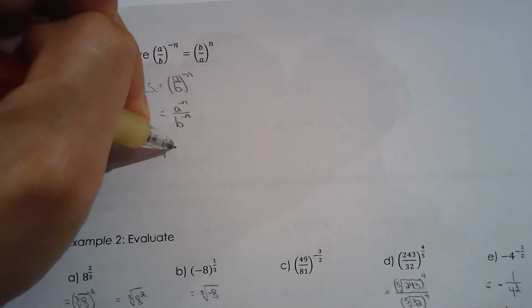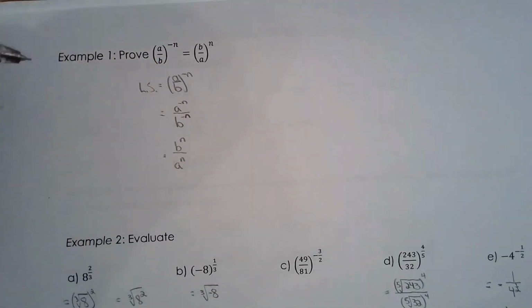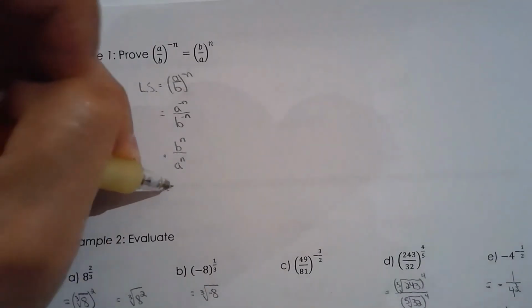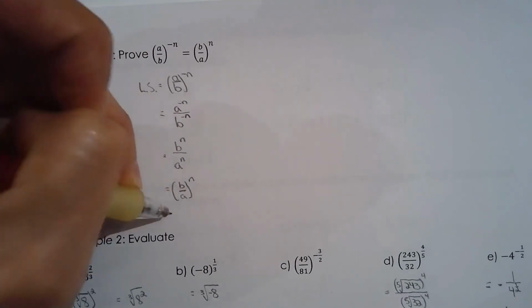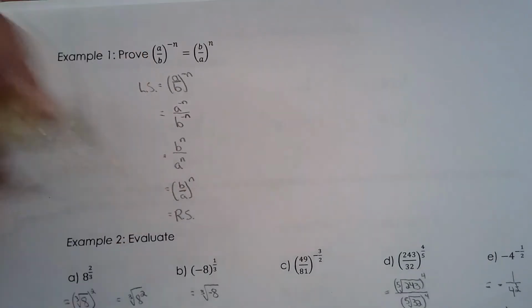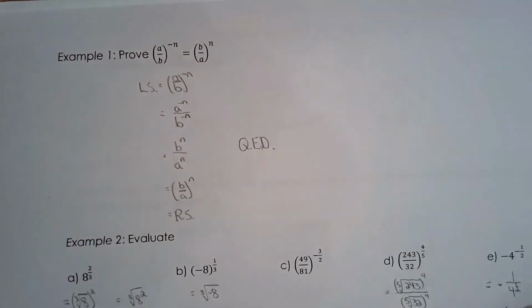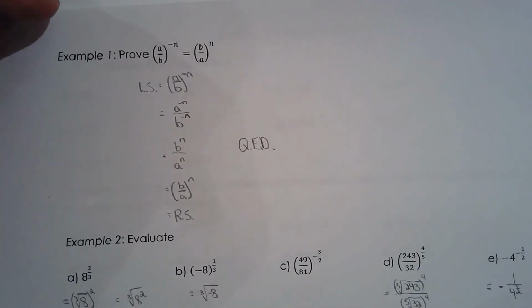So that means now you have b to the n in the numerator and a to the power of n in the denominator. So b to the n over a to the n, which means it's all of b over a raised to the power of n, which is the same as the right side. Okay, QED, which means I've proven what they asked me to prove. We'll talk more about QED later on, but it basically means that you've done what they asked you to prove.